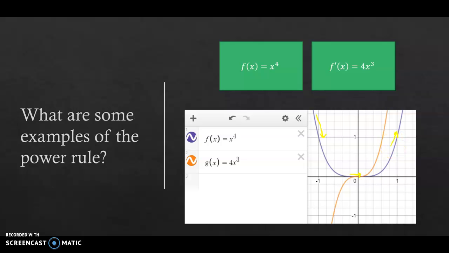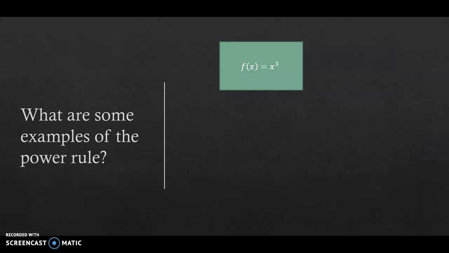And what we notice about f prime is that f prime starts out negative, has a value of 0, and then has positive values. So I haven't proven anything, but that's a support for my claim that those two functions are f and f prime. All right, f of x equals x to the third.